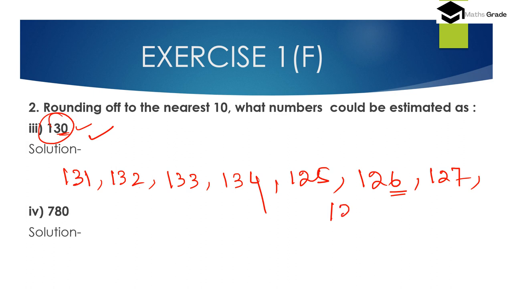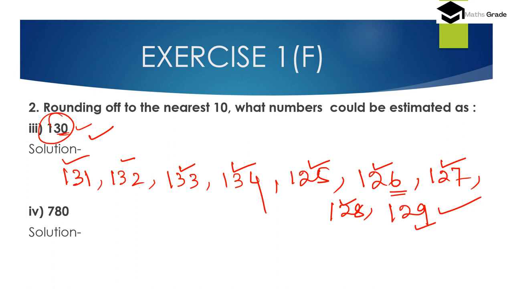Now 128 rounded to the nearest 10 will be 130 because 8 is more than 5, and 129 rounded to the nearest 10 will be 130 because 9 is more than 5. So we have to add 1 to this tens place digit 2. So the numbers 125, 126, 127, 128 and 129 rounded to the nearest 10 will be 130.